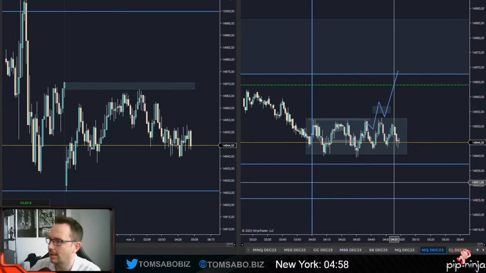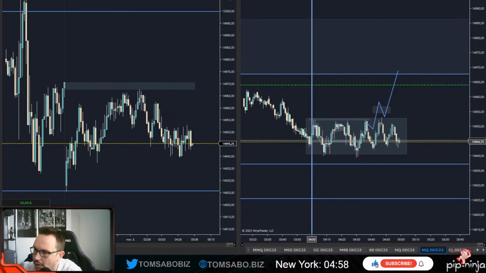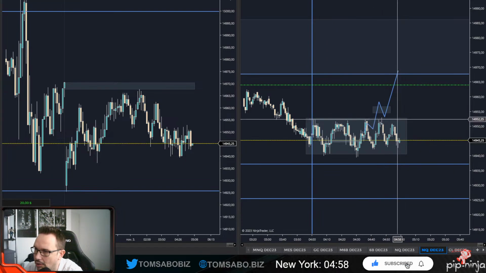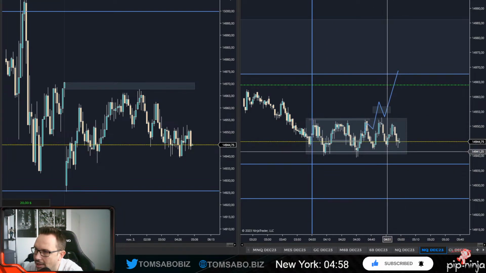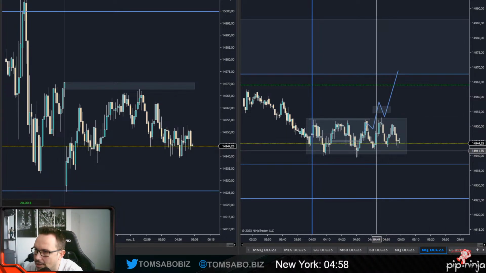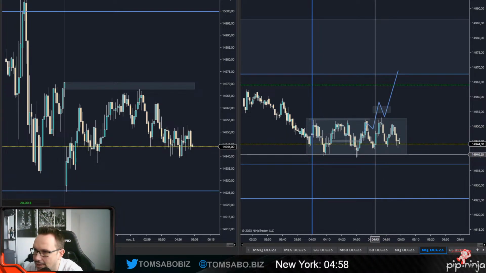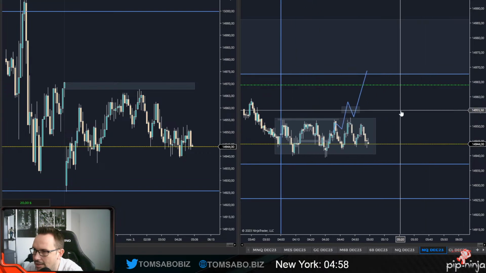Anyway, look at this. We're still in the London opening range. Look at this, 52. We are ranging in 10 points. This is like a no trade. It's not tradable.